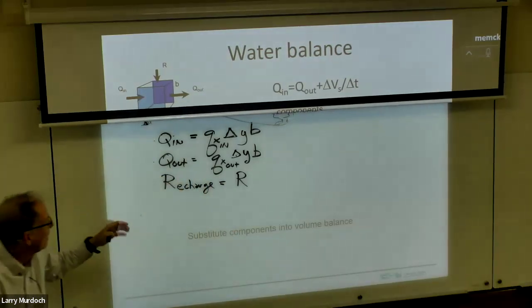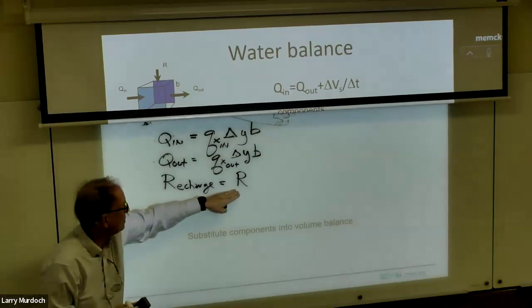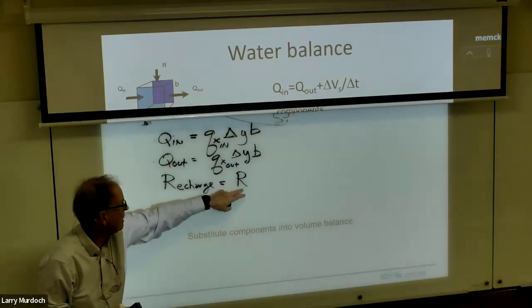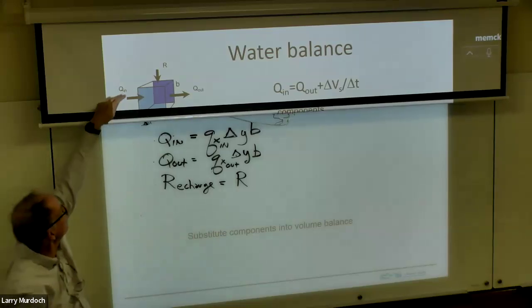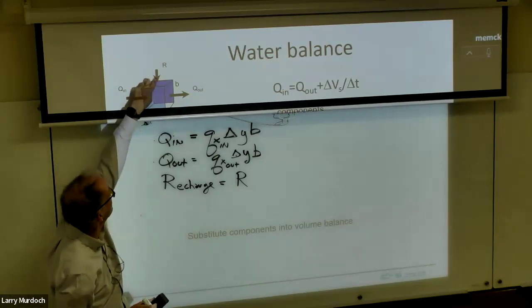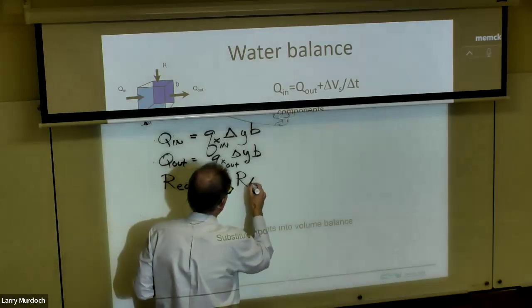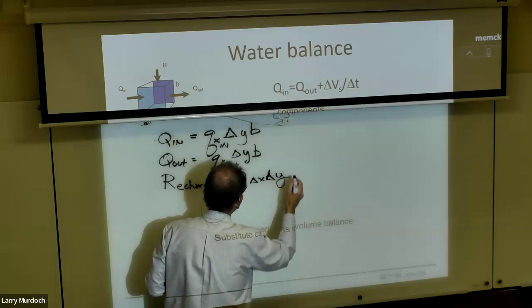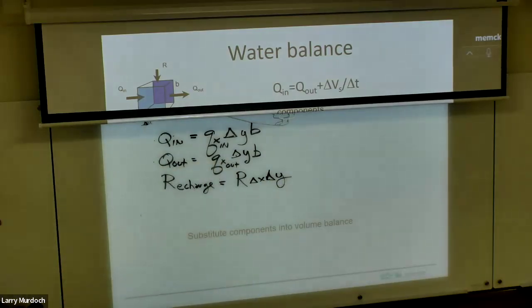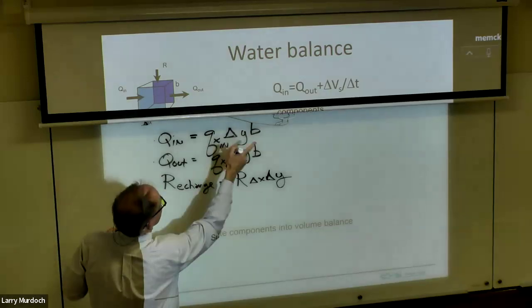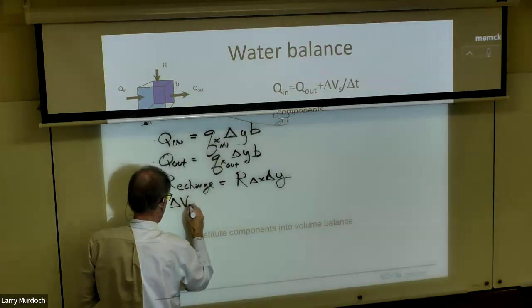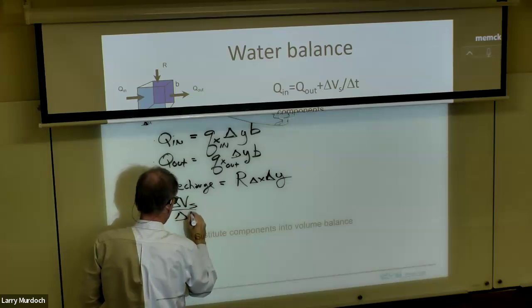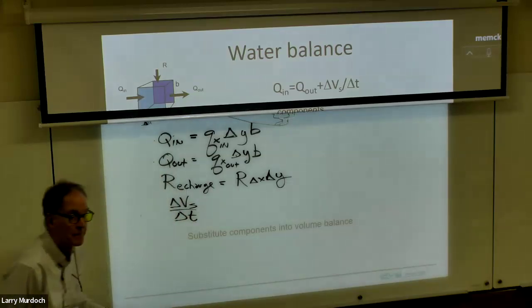Okay, so for recharge, this is a flux. So we need to multiply by the cross-sectional area, and it would be this top cross-sectional area, which would be delta X, delta Y. And then we'll have the change in volume stored with time, the rate of change of volume stored with time.